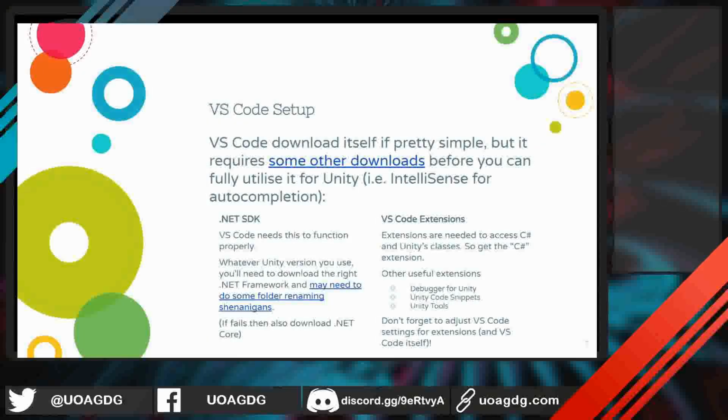Now these are the steps for installing VS Code. It's a bit unusual when you're trying to use it for Unity. There's 2 other things you need to install. The first thing is the .NET SDK, and the second one is the VS Code extensions. So I'll quickly go into each of these.